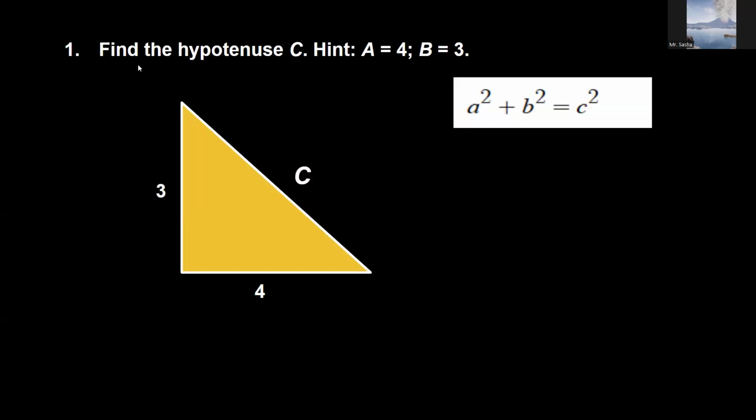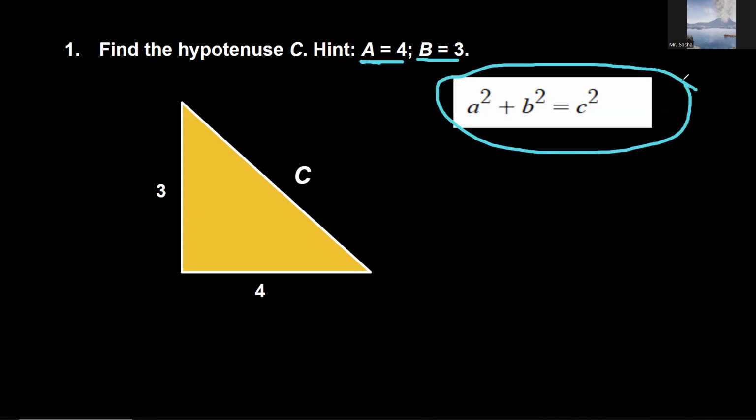Okay, now we are on our first example. So here it says find the hypotenuse C. Here's a hint. Always look out for the hints. So you can see A is equal to 4 and B is equal to 3. And we have the equation over here to show all of you that. So we have 4 and 3. Okay, so now let's start solving the equation.